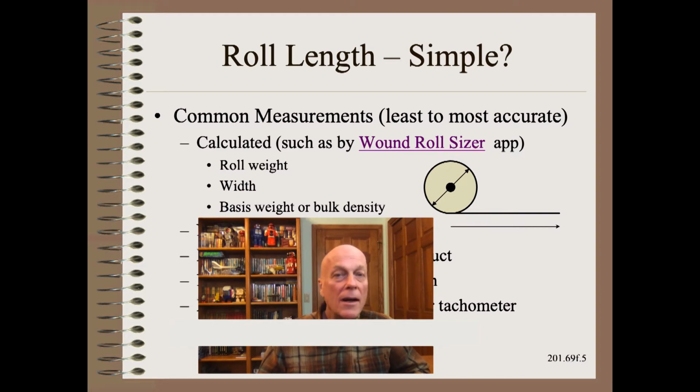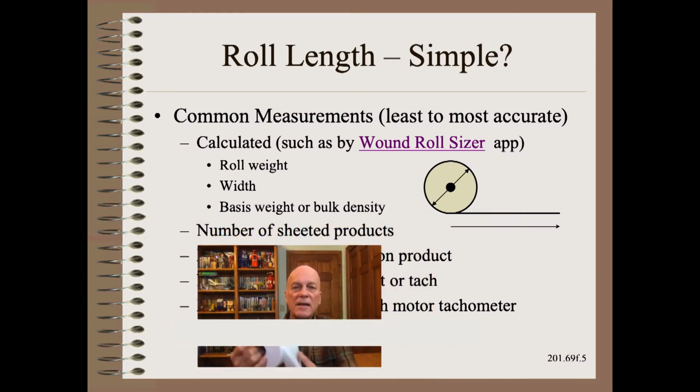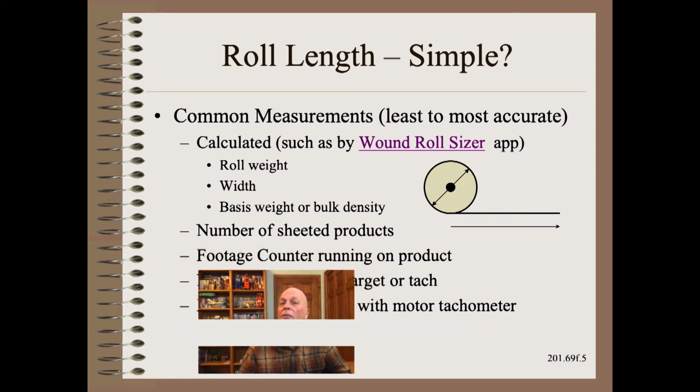Another simple, common sense, but not very accurate method in general is to count the sheeted products in a row. The reason for this may become clearer in the next slide. The common footage counter running on the product is also, in general, not very accurate for reasons too technical to cover in detail here. Also, this footage counter may mark the web. It gets in the way of the operator and is not very mechanically robust.